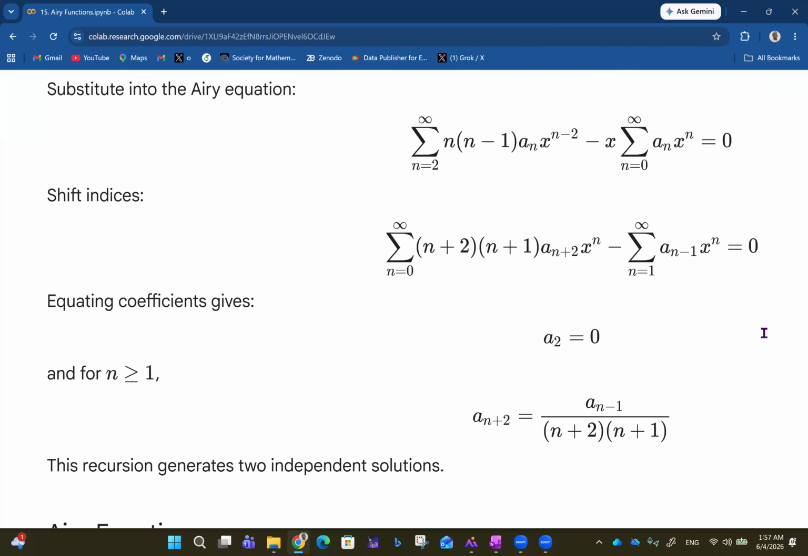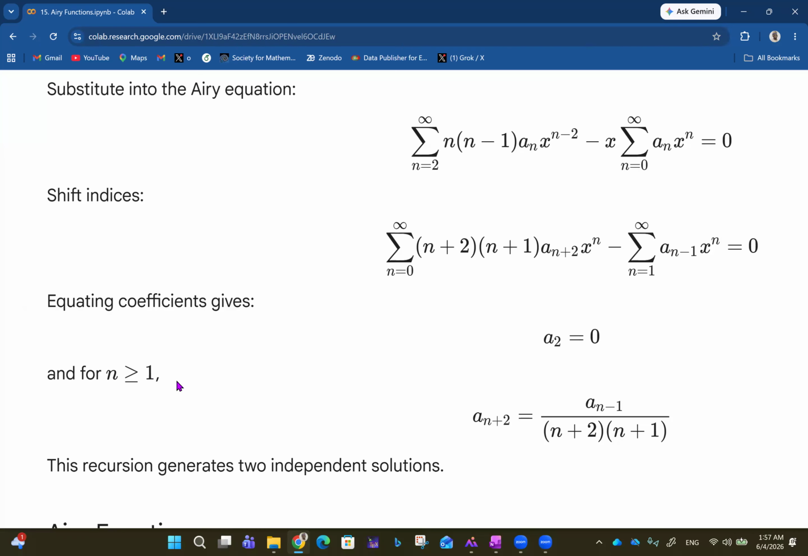Equating coefficients then tells you that a2 is equal to 0. If you substitute now, when n is 0, you have 2a2 minus a naught x raised to power 1. Or you have to shift this backwards. So in that case, a2 is equal to 0.